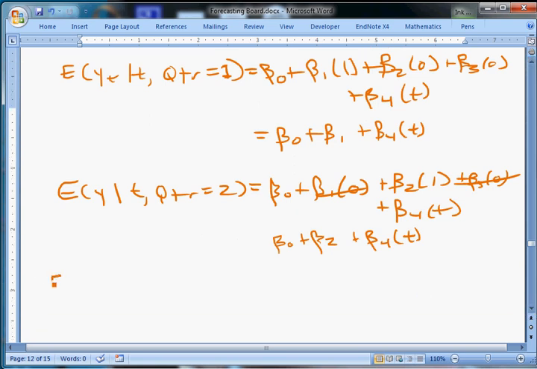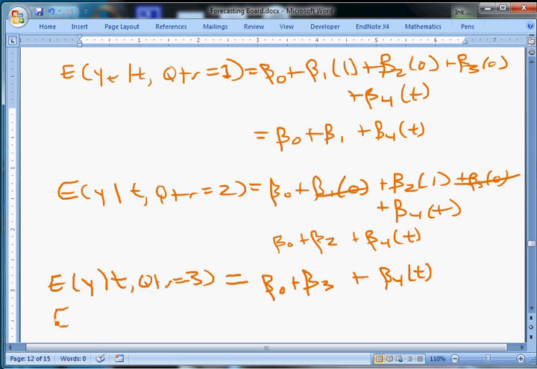For quarter 3, the expected value of Y given T is going to be, I'm not going to go through the whole thing. I encourage you to plug stuff in there until you feel comfortable with it. It's going to be beta 0 plus beta 3 plus beta 4 times T. And then for quarter 4, all the dummies are zeros, and so we just have beta 0 plus beta 4 times T. And so we can interpret this.